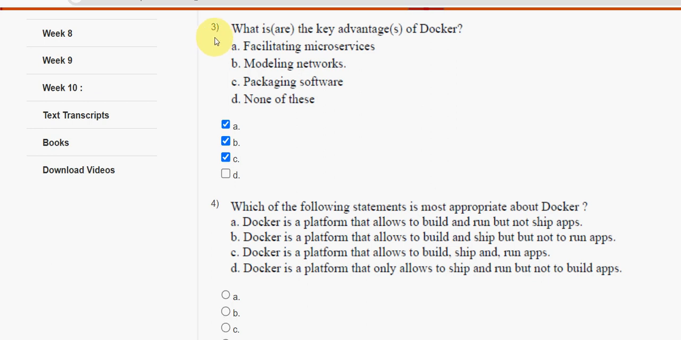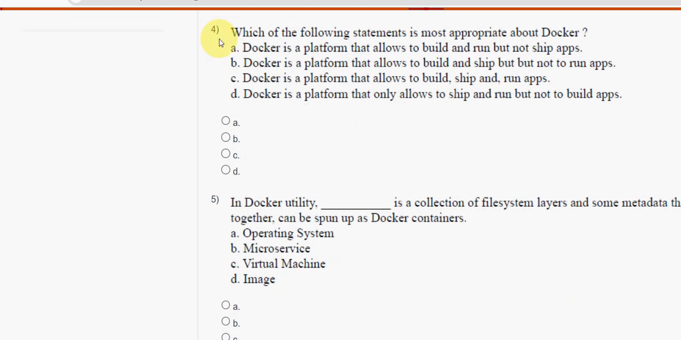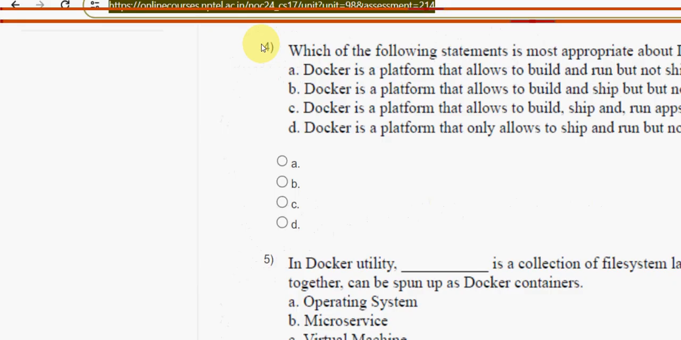Next, fourth question. Which of the following statements is most appropriate about Docker?